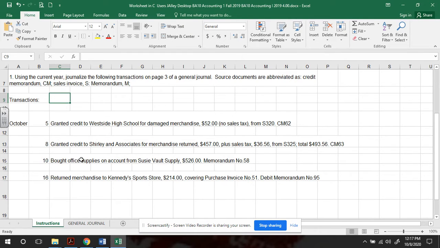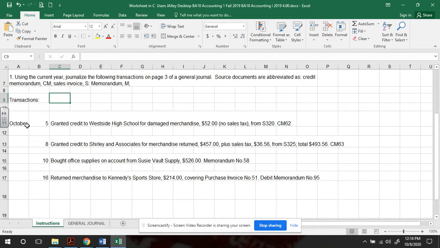On the 10th, this third transaction just has us buying supplies. And we've done that before on the general journal. When we get to that, you'll notice that. On the 16th, this is a different kind of transaction. On this one, we are returning merchandise to a vendor. We're returning merchandise to Kennedy's store, a sports store, of $214. And so we're going to go through taking this out of accounts payable. We no longer want to pay Kennedy's sports store for this $214. So we're going to go through how to journalize all of this in the general journal.